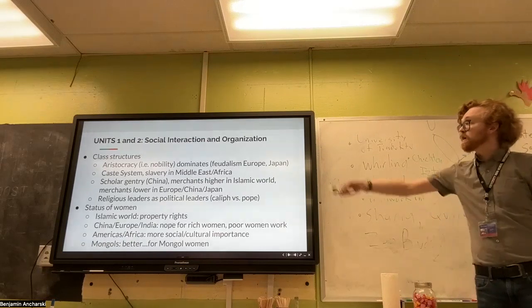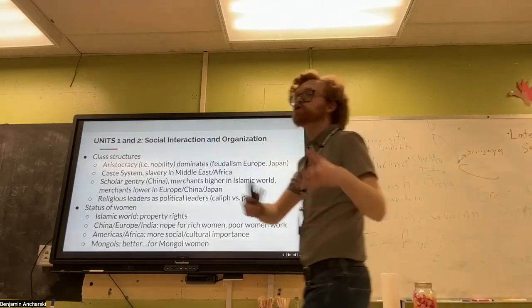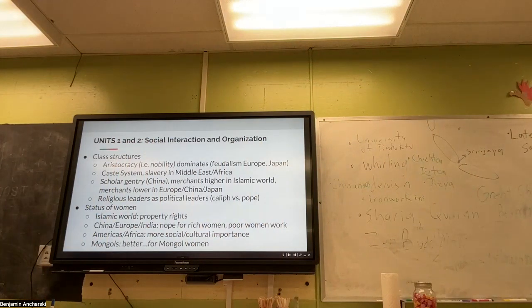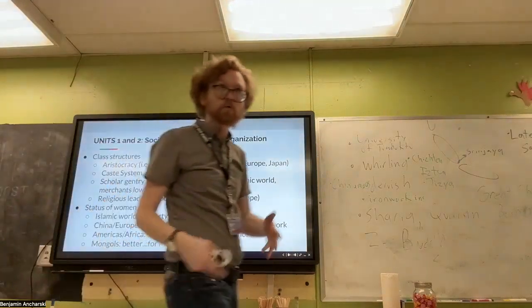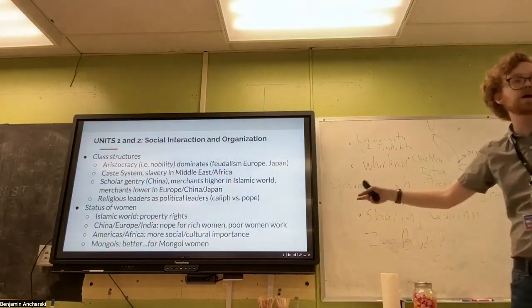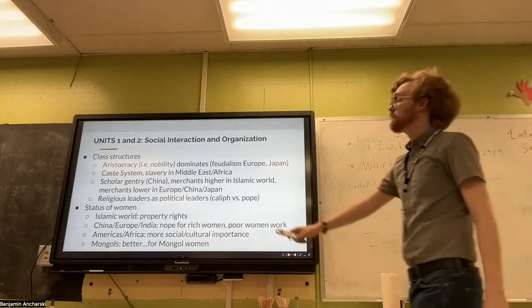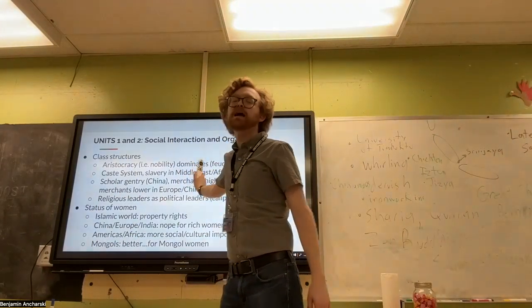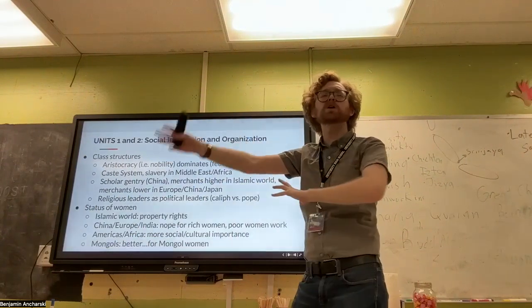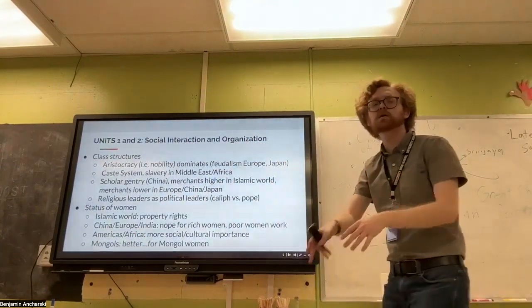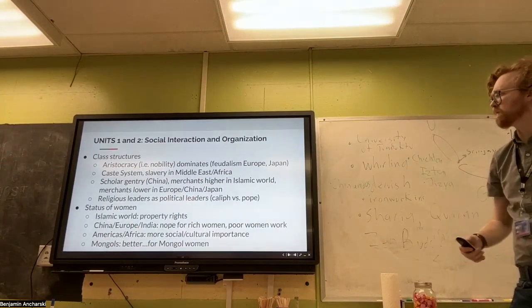All right. So in terms of social interaction and organization, generally the class system around the world is the aristocracy, the nobility having political dominance over society. And we mostly see this in Western Europe, for example, with feudalism, but also in Japan as well. So that's a connection between these two societies. Other systems of class, the caste system, we already talked about that. We mostly see slavery in the Middle East and Africa. Slavery, not really an international concept just yet. That will change next period.